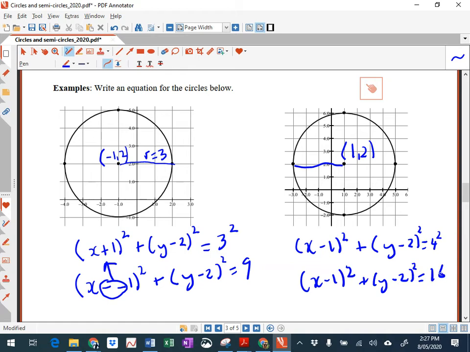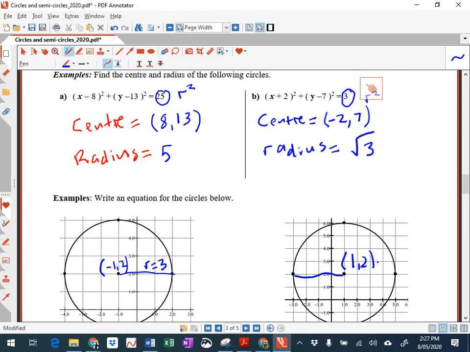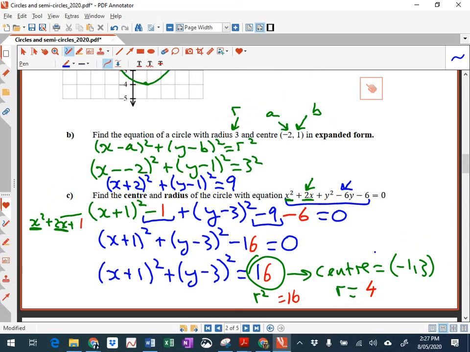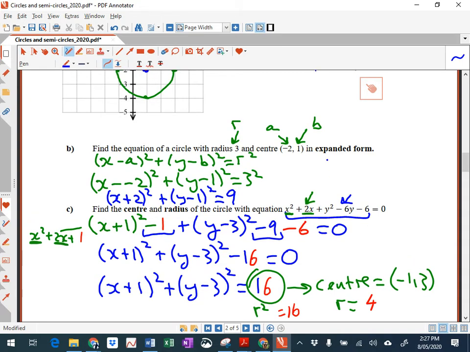Okay, I'll copy that down. Let's just see if we've answered all the questions. Okay, not quite. If you come back up to here, you can see it wants an expanded form. So what we're going to do then is just expand the brackets. So x squared plus 4x plus 4, that's the first bracket expanded.